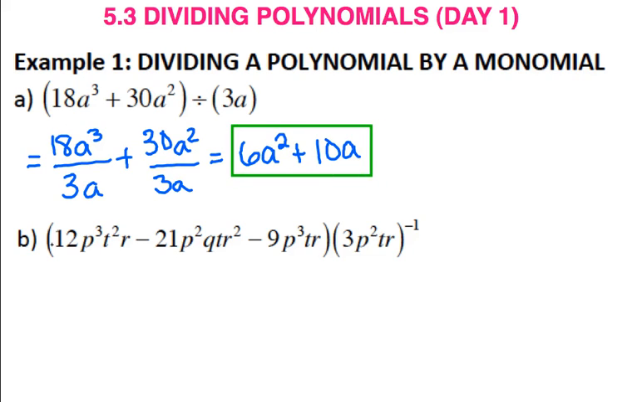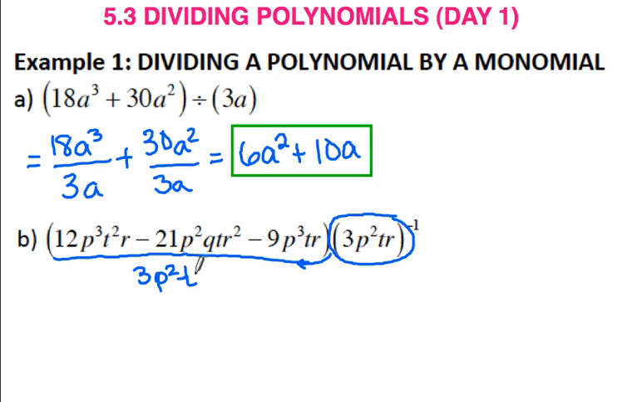For the second one, you're taking this and multiplying it by this monomial being raised to the -1 power. Now, negative exponents you always have to move, so what's going to happen is you're taking this and essentially moving it to the bottom of this fraction. So you have these three terms all over 3p squared tr. So again, we're dividing. This -1 as the exponent is just a fancy way of saying take this polynomial and divide it by this monomial.